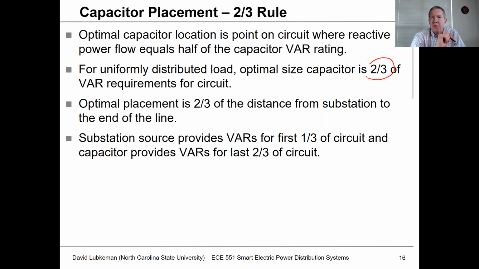And if I have a uniformly distributed load, the best location for this is going to be 2/3 of the way down the line. So this is dependent on the fact that as I go down the feeder, basically each of the loads are the same size. All right, that's what this is based on. And so what happens is that the substation source can provide 1/3 of the net VARs for the load, and that capacitor bank is going to provide 2/3 of the VARs.